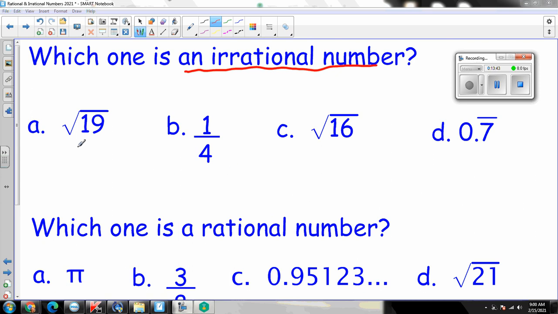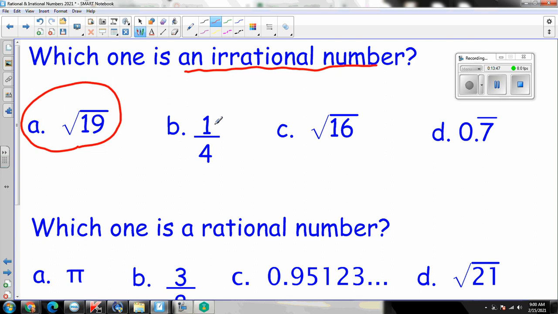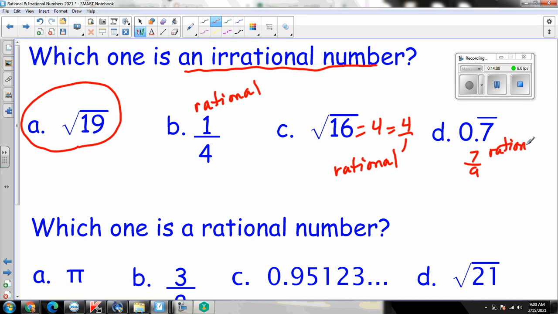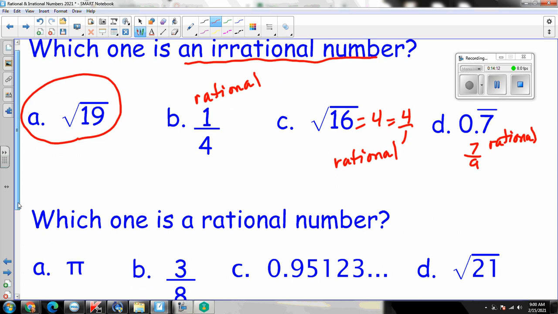Okay, let's check. So actually the answer is A. Because B is rational because it is a fraction. Square root of 16 is 4. I can write 4 as 4 over 1. That's rational. And part D, 0.7 repeating, can be written as a fraction because it repeats. It's actually the fraction 7/9, so it's rational. If you did 7 divided by 9 on a calculator, you'd get a 7 repeating.